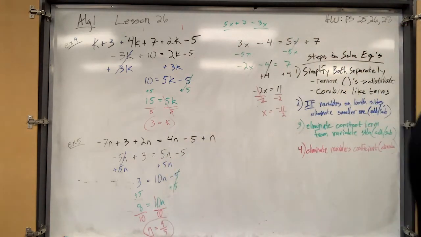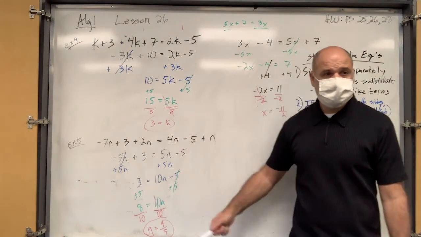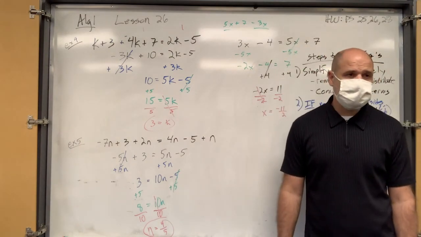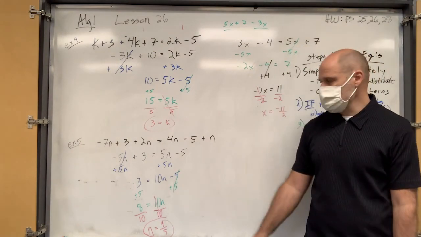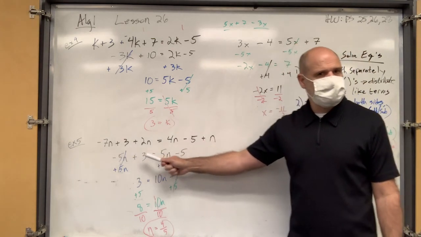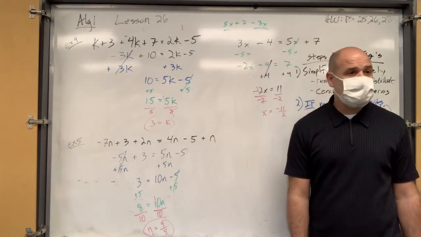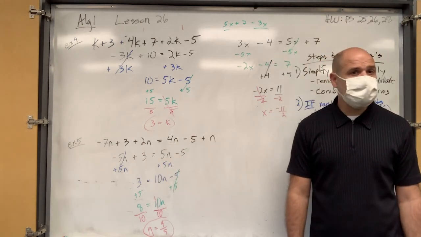All right, how'd you guys do? Did you guys get that? No? So I did it wrong. I see where I went wrong. Okay, so show your work. It's gonna help you more than it helps anybody else. So look at your work and see if you got the same steps here. To get negative 5n plus 3 equals 5n minus 5.